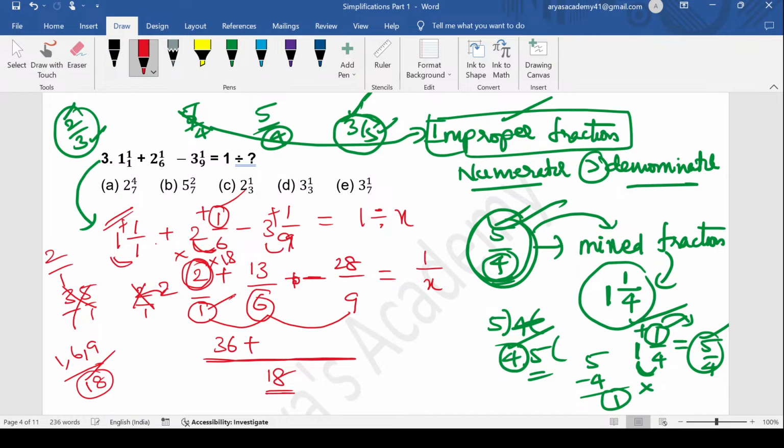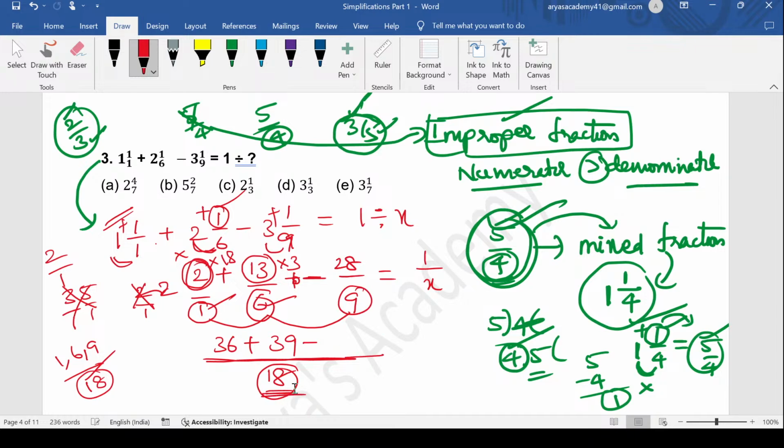Second denominator is how much? 6. 6 will go how many times in 18? 6 will go 3 times. But here the numerator part is how much? 13. So you have to multiply 13 for 3 times because 6 goes 3 times in 18. So 13 3s becomes how much? 39 minus. And here the denominator is 9.